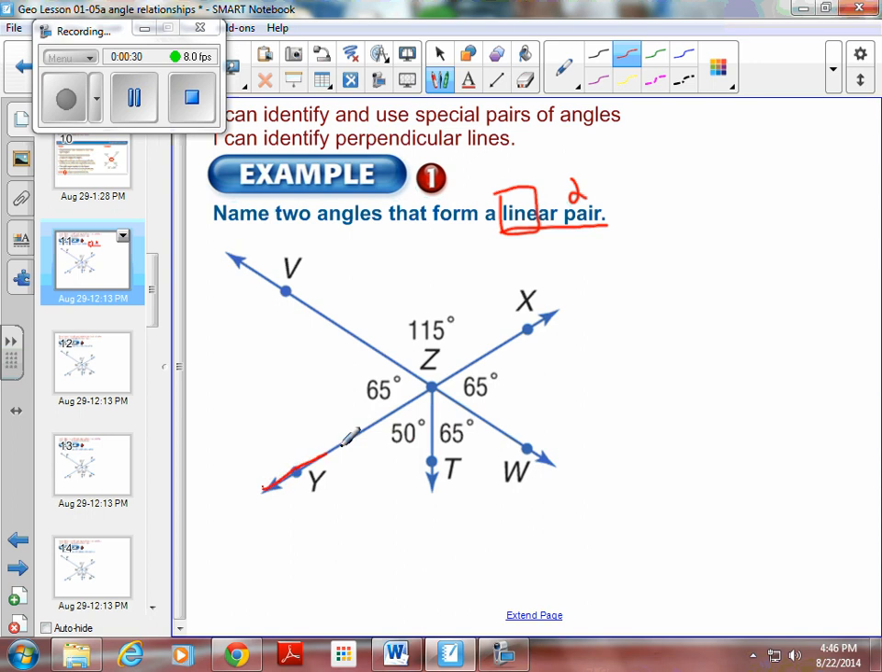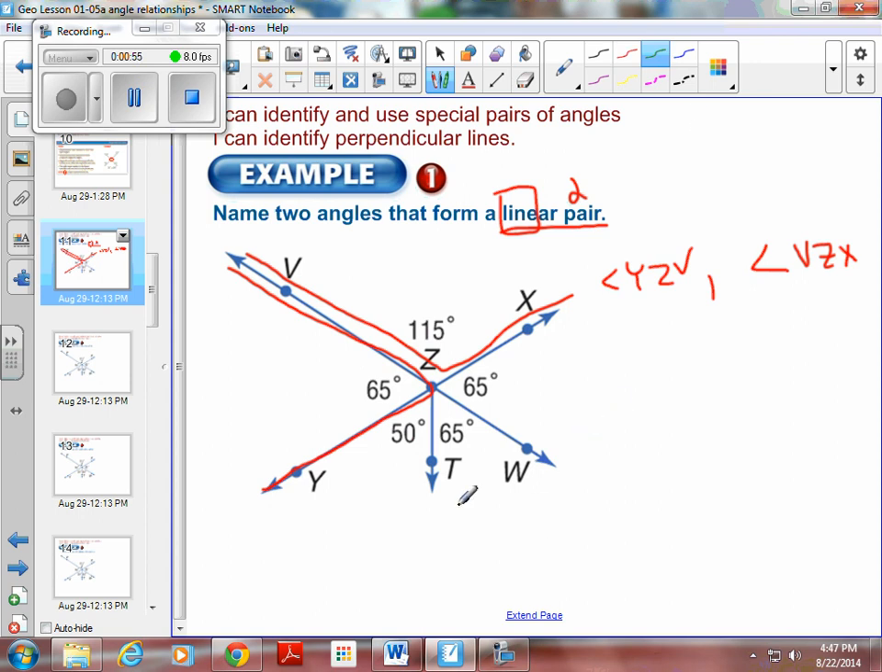So the very first two that I see are that angle there, which is angle YZV, and with that you have an angle right here, and that would be angle VZX. That's not all. You can do more. We could keep the same first angle.